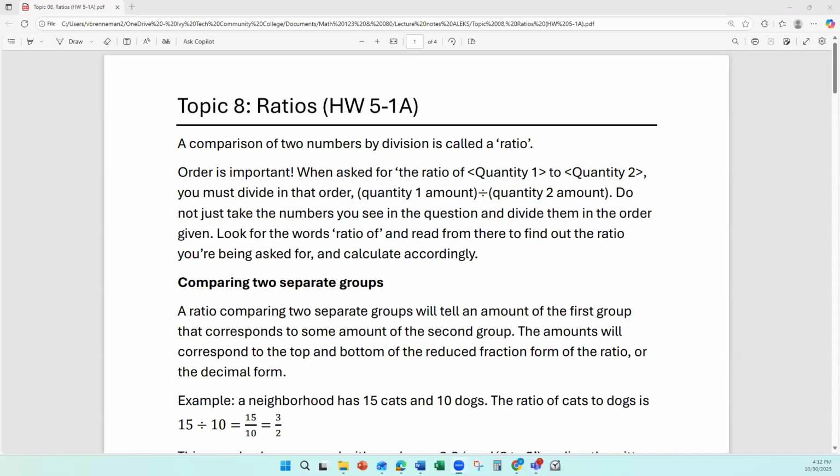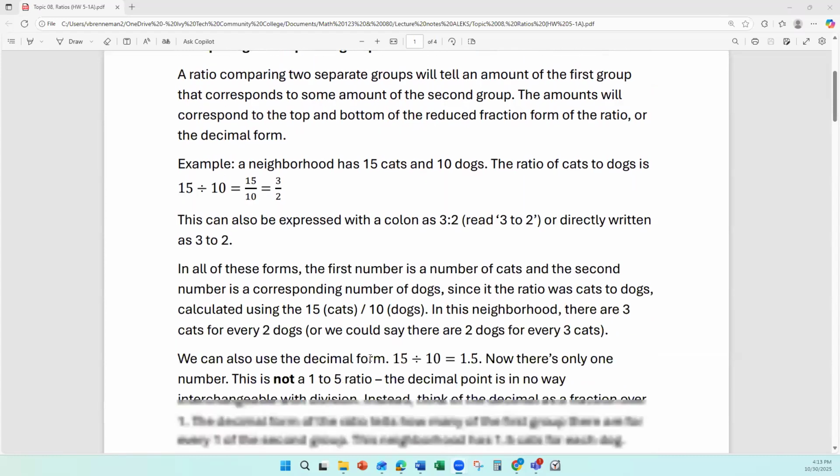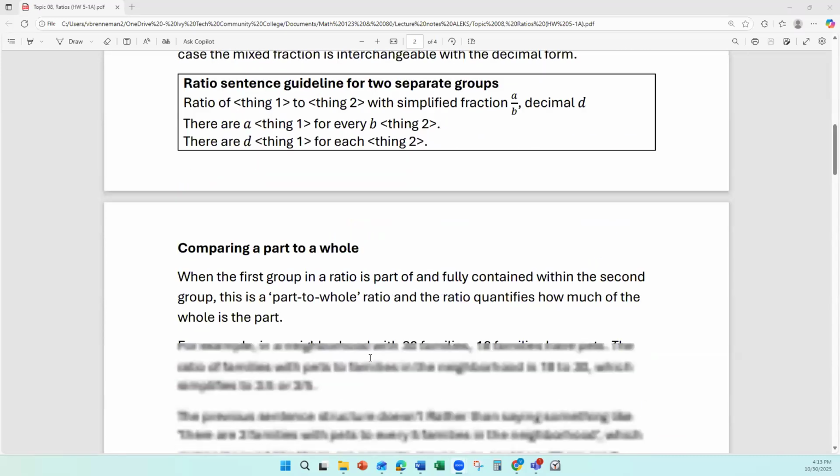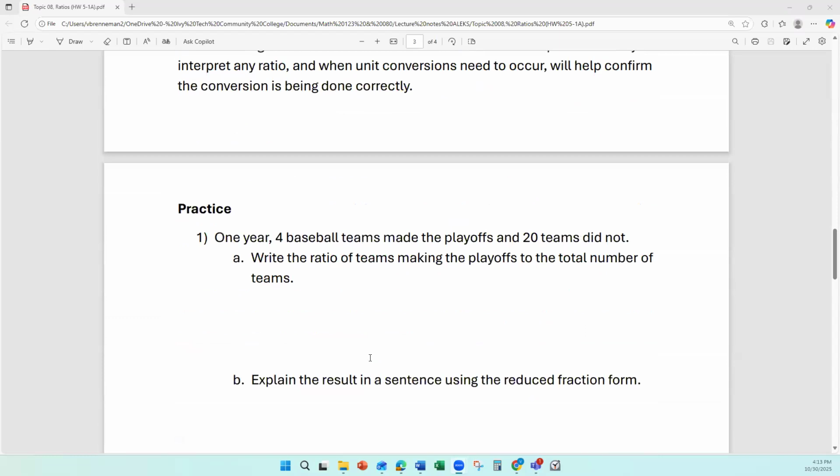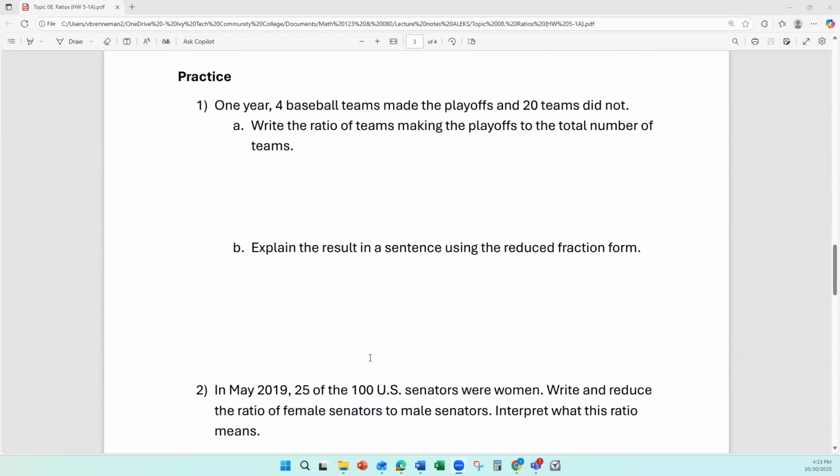In this video, I'm looking at topic 8, practice questions number 1 through 3. So this is just calculating ratios. Again, you can read the text on your own for the topic, but looking at some practice questions. So number 1, we have 4 baseball teams made the playoffs, 20 teams did not, and we want to write a ratio. But you want to read the words.